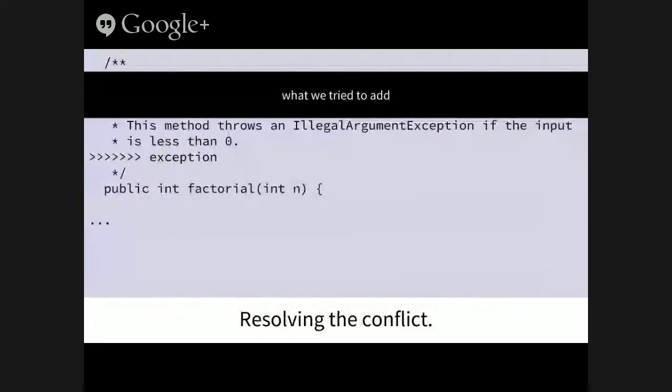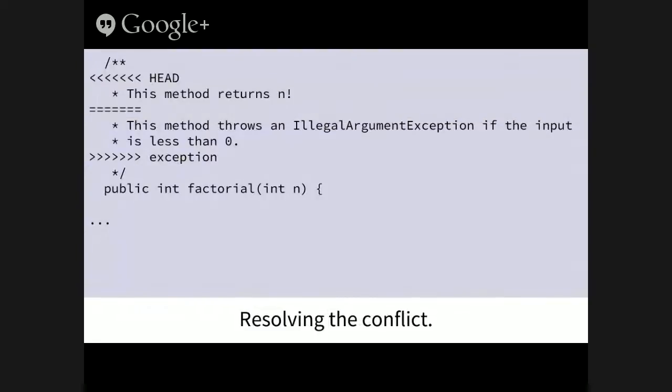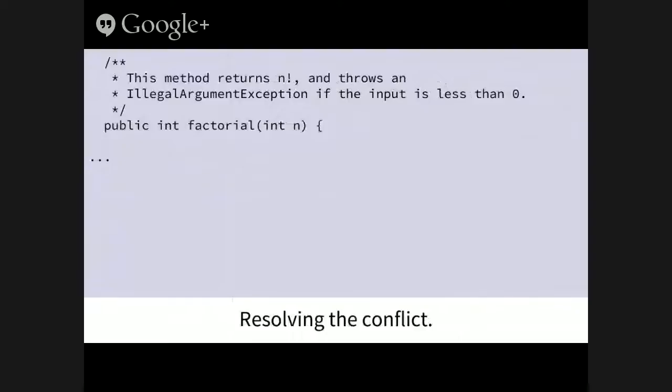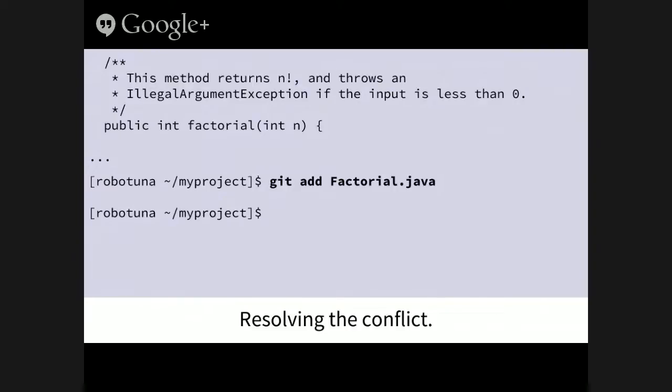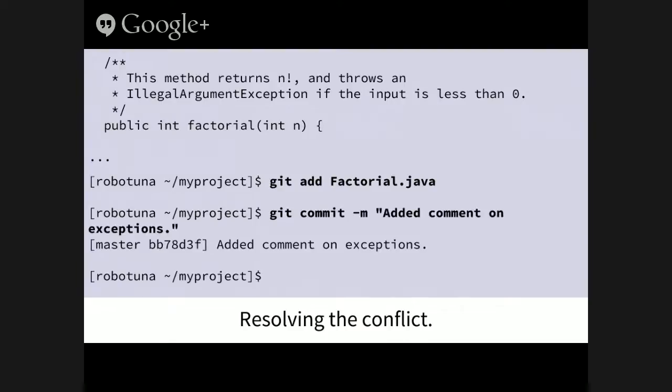and this is what we tried to add, and what we really want is to have both. So we'll combine the two sentences in a smart way using our big human brains, and now we can add the file again and commit it.